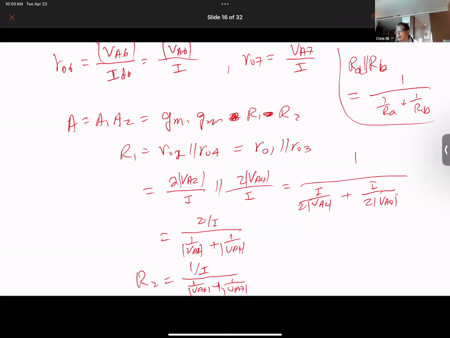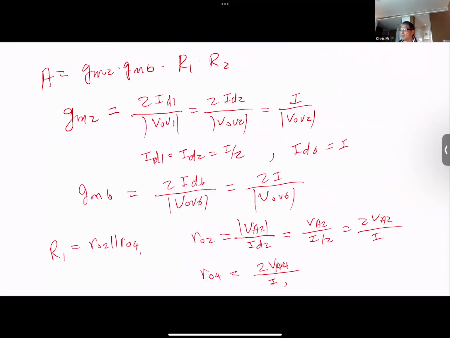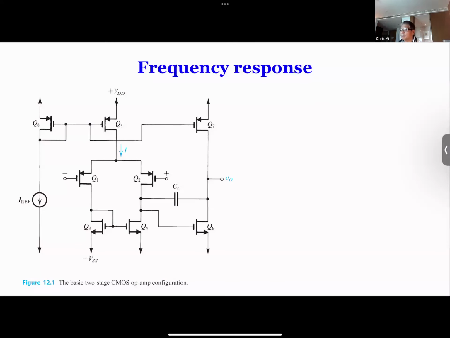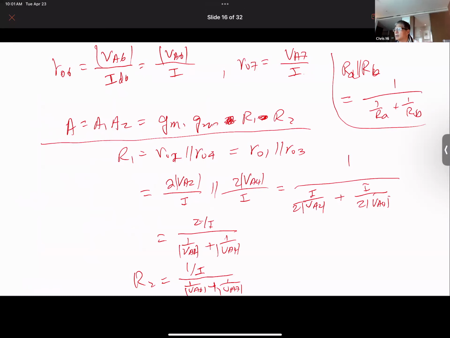So when we go to the equation to get A, we can simply plug this in. Also remember, we already have GM6 and GM2 derived. So we can plug in all these numbers to get the result. We will get, let me add another slide here.